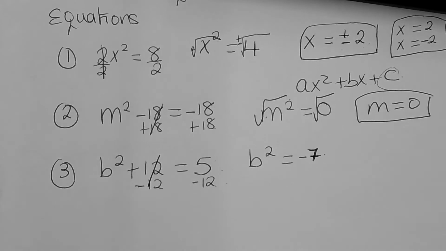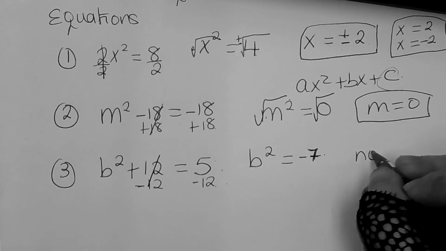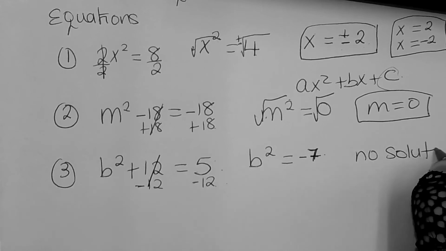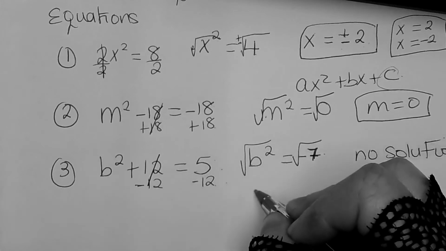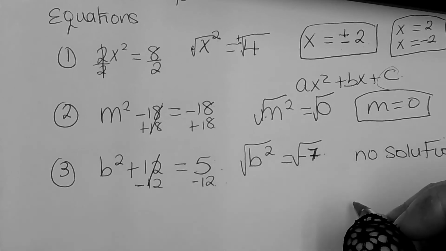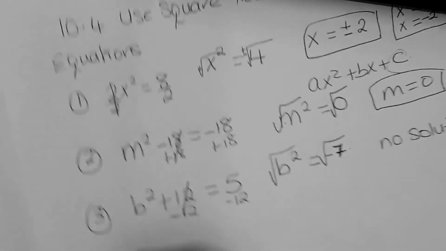As you get more advanced in Algebra 2, they're called imaginary numbers and you can solve them, but at this level, it has no real solution. So you're going to say no solution, because you cannot take the square root of a negative number. If I did this, I would not be able to solve that. So you put no solution if you see that. Okay, next example, example 4.